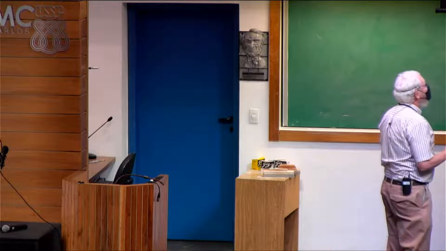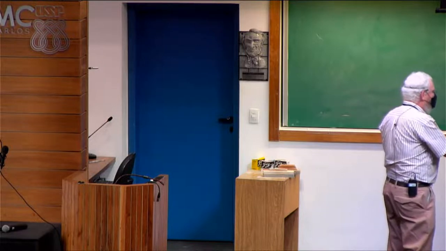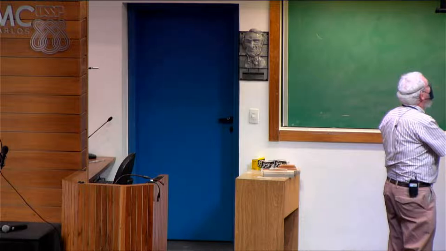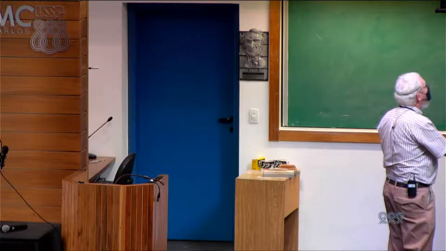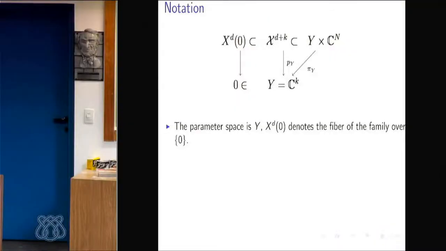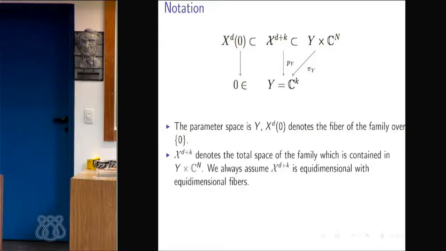This is a family of spaces, and I'm thinking of X as my fiber over 0 here, and it sits inside some larger family of things. Y is the parameter space we project to, and this always denotes the total space of the family. We always assume that the thing is equidimensional with equidimensional fibers, and we usually assume that Y is actually contained inside the total space.